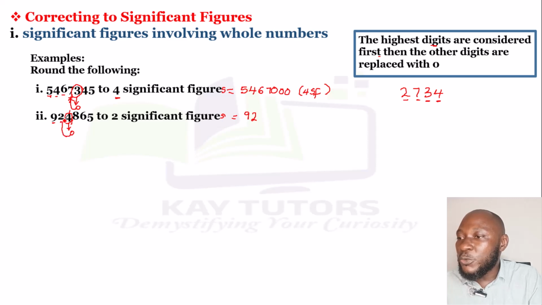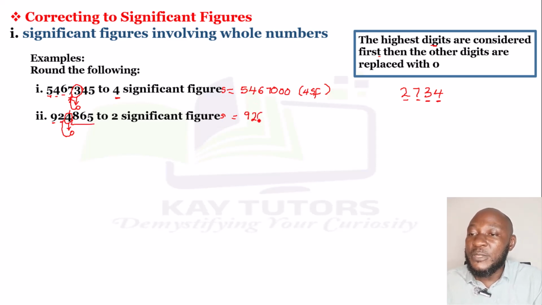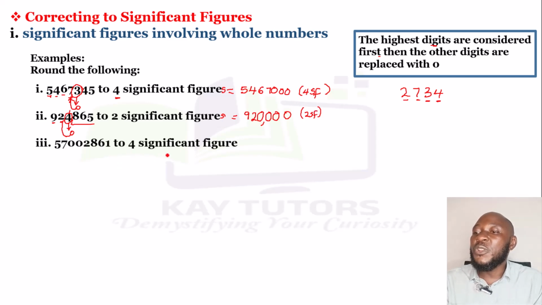Then I'll add my 0 to this number. So what will I get? I will get 9, 2. I'll replace the rest here with 0. So I have 0, 0, 0, and 0. So this is my approximated number to the nearest two significant figures. I've been asked to round to the nearest 4 significant figures. Okay, so here I have 1, 2, 3, and 4. My judgment is on the 5th.